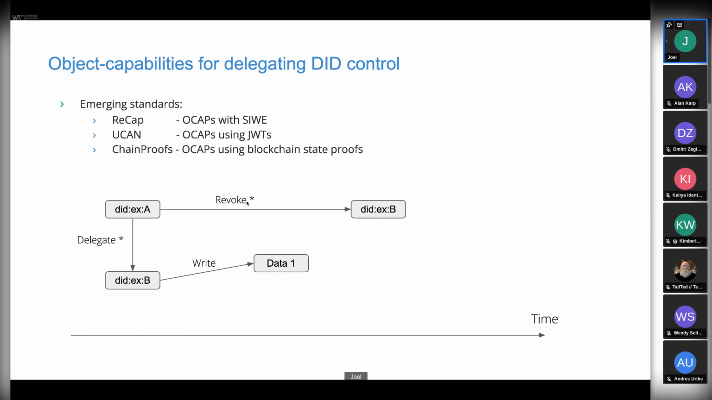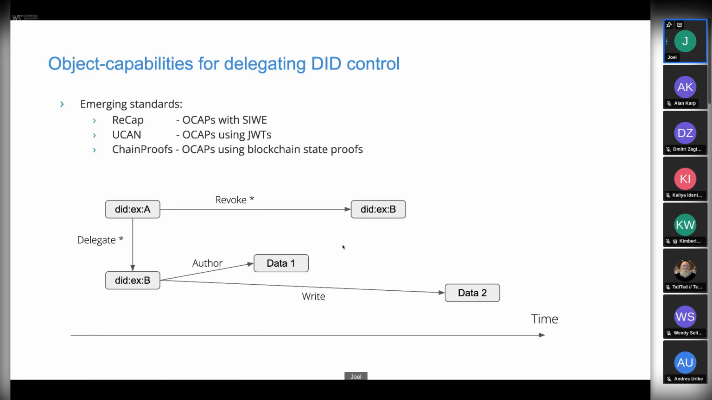Now, at some later point in time, we issue a revocation of the object capability that we gave to DID B. This could be either UCAN or ReCap, it doesn't really matter. And we revoke the access that DID B had. Okay, and down at the bottom we have this timeline, right? So we can see that data one was written at some point in time, and the revocation of B happened later.